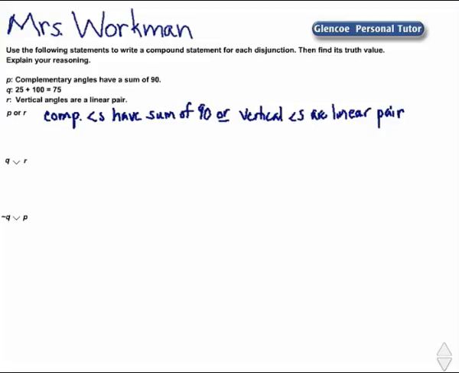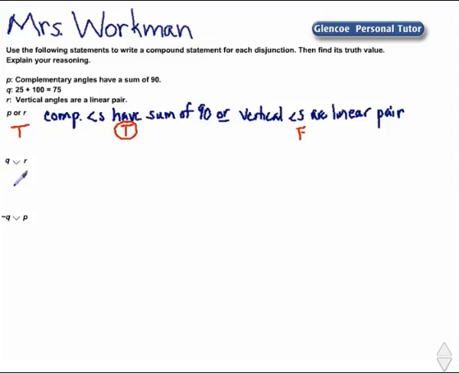Now let's consider the truth or falsity of its parts. Complementary angles have a sum of 90. That's true. Vertical angles are a linear pair. That's false. Since there is at least one statement in the disjunction that is true, then the disjunction itself is true. And we're ready to move on to the second one.